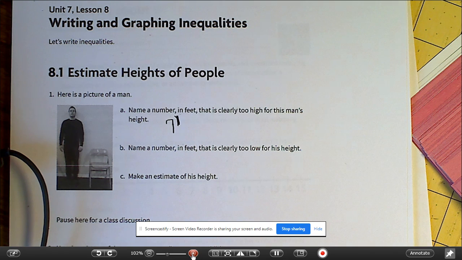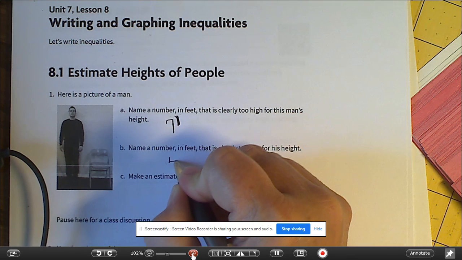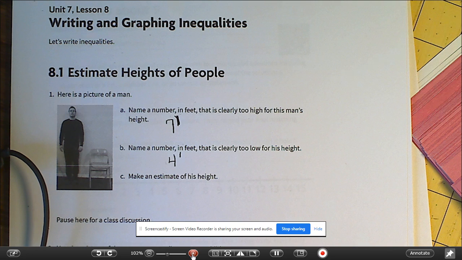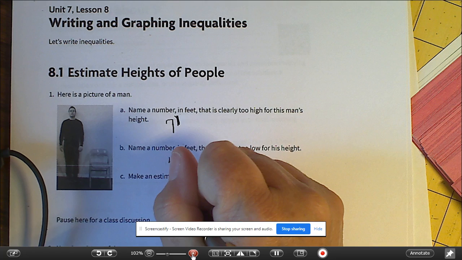7 feet. Okay, so name a number in feet that is clearly too low for his height. Well, he's definitely taller than 4 feet. So if I'm saying that chair is 3 feet, 2 of those would probably be 6, so I would say he's about 6 feet.